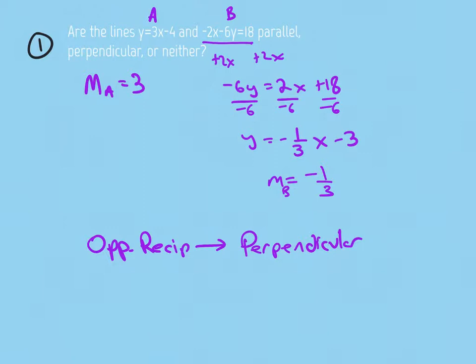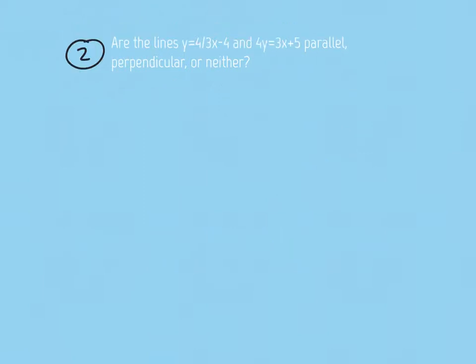Let's do another. In number 2, we're comparing the lines y equals 4/3 x minus 4 and 4y equals 3x plus 5. Are they parallel, perpendicular, or neither? Let's do this again. Let's call the first line A and the second line B. Line A is already in slope-intercept form, so I know that the slope of A equals 4/3.